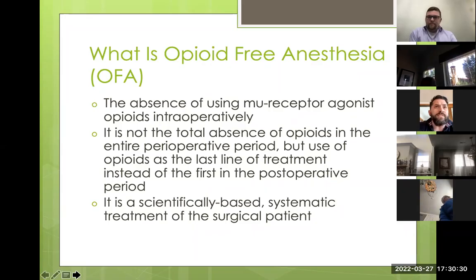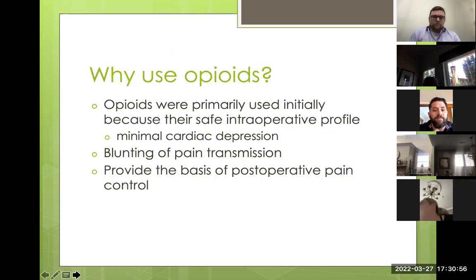With opiate-free anesthesia, it doesn't mean that a patient's not going to require an opiate post-operatively. Just as if you did a balanced anesthetic and gave opiates in the operating room, you're not going to expect them not to require any opiates in recovery. But with patients who have opiate-free anesthesia, we're looking at using an opiate as the last line of defense instead of the first line of defense. And we're doing this by working through the different causes of pain systematically.